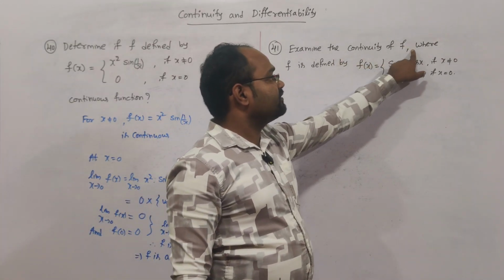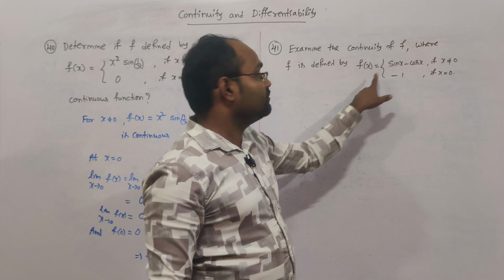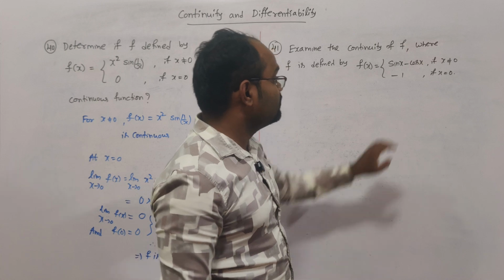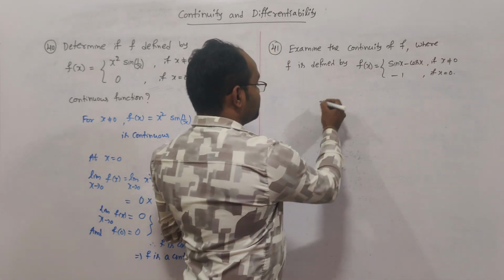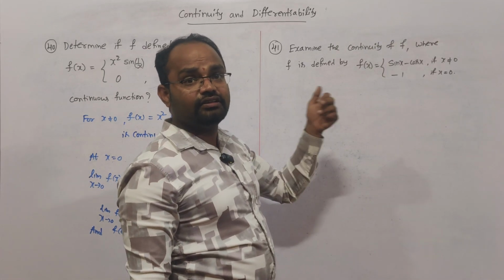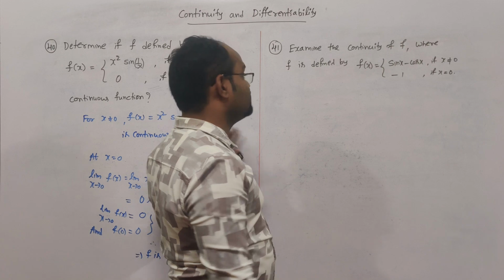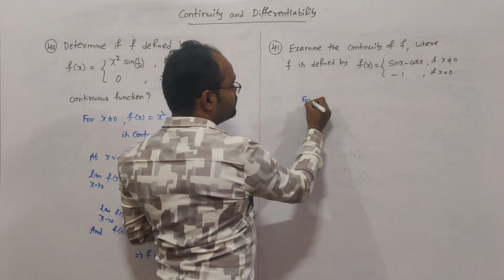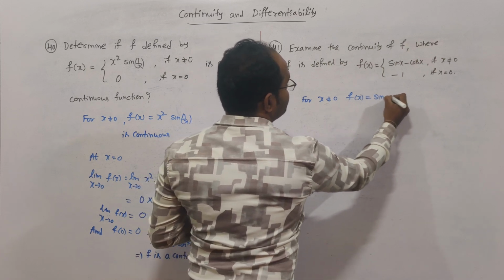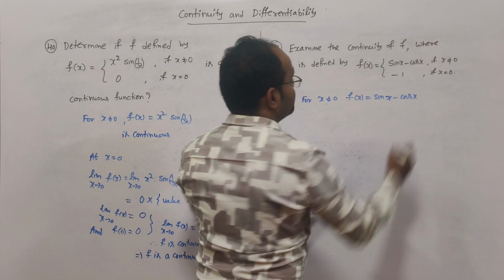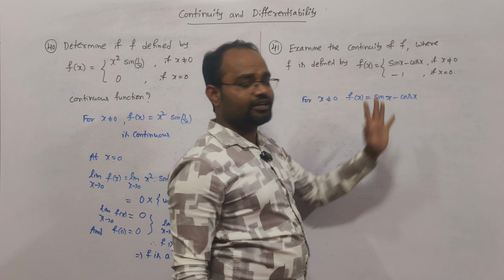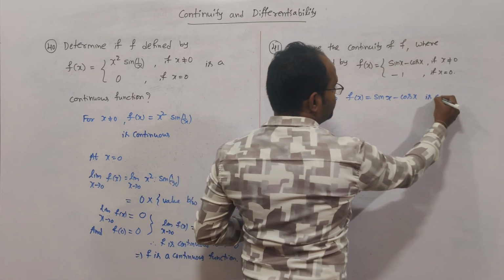Examine the continuity of f where f is defined by f of x is equal to sin x minus cos x if x not equal to 0, and minus 1 if x equal to 0. Similar case. Since not equal to 0 and equal to 0 are there, let us directly take the limiting value and functional value without taking LHL and RHL. First, for x not equal to 0, f of x is given as sin x minus cos x. Because both sin x and cos x are continuous, sin x minus cos x is also continuous, therefore it is continuous.